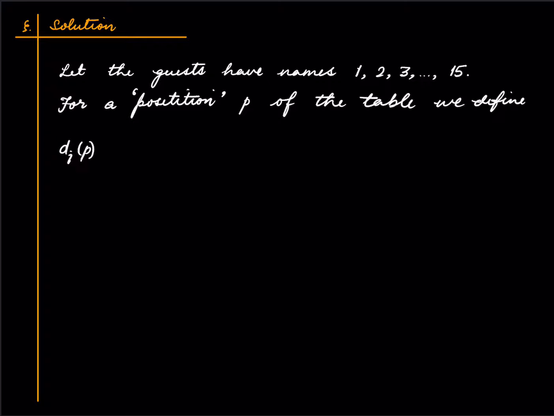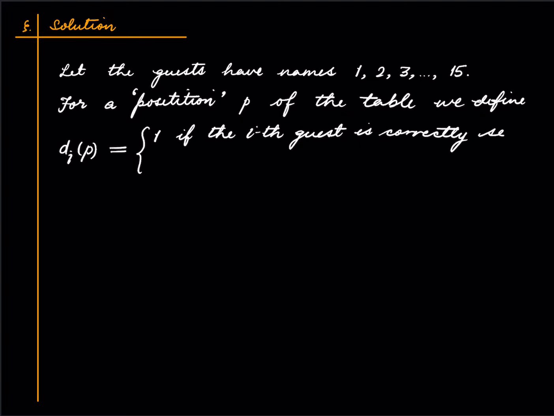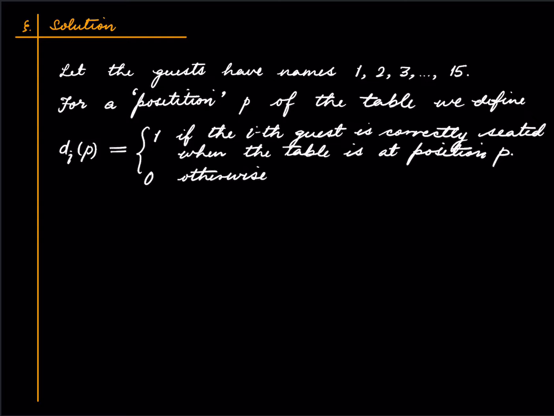D i P as 1 if the ith guest is correctly seated when the table is at position P, and 0 otherwise. So we are merely recording for each position which guest is correctly seated. That's all. We're just assigning a number to it.